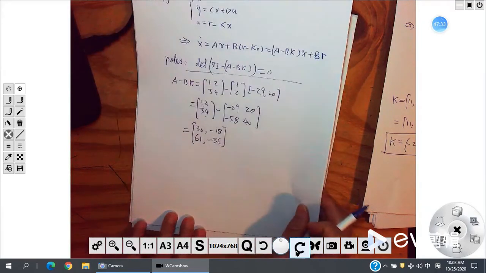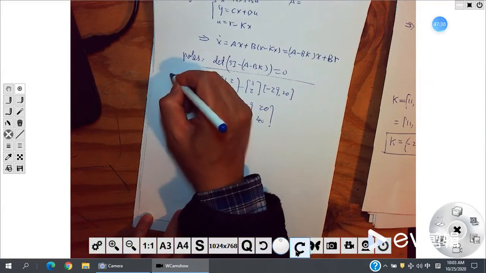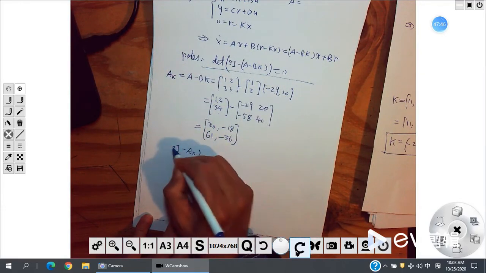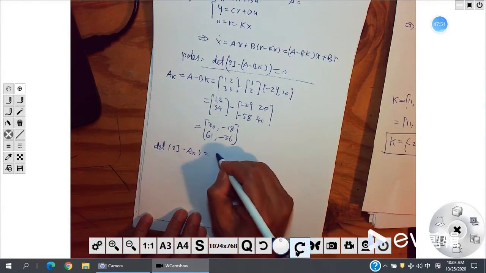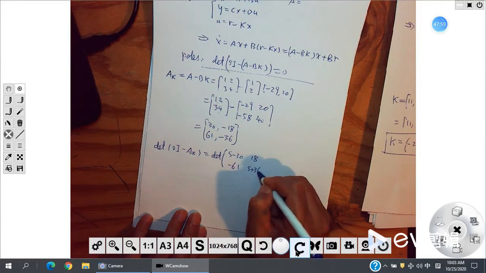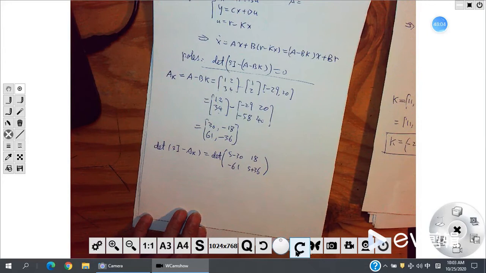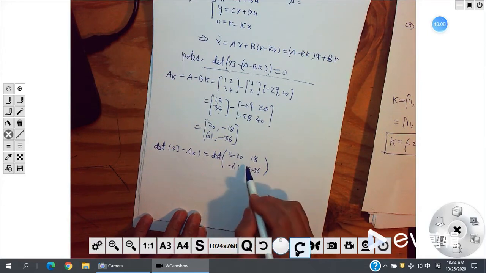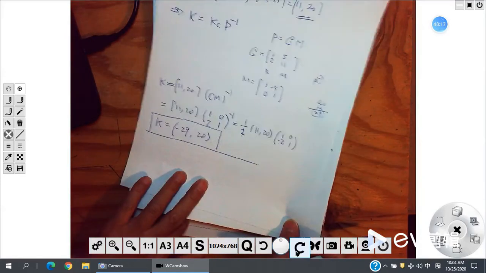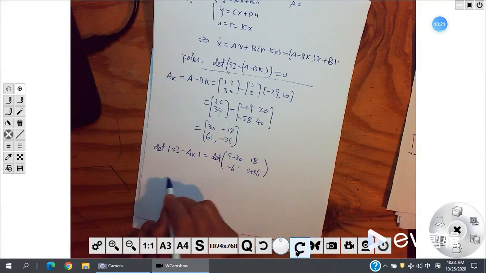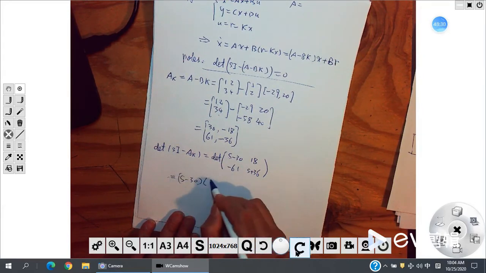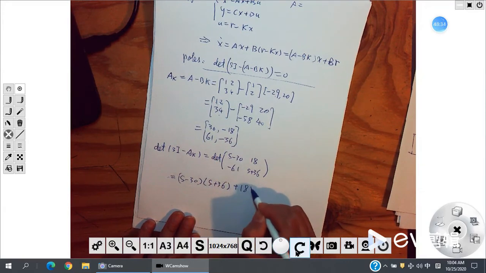Then what are the poles related to these? I see this is A with the feedback, A minus BK. Then sI minus this matrix, take the determinant: determinant of S minus 30, 18, negative 61, S plus 36. Am I good? I think it should be negative 1. I think maybe I made some mistake somewhere. Let me finish. This one equal to S minus 30 times S plus 36 and plus 18 times 61.